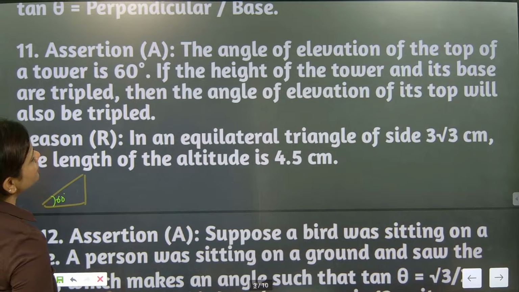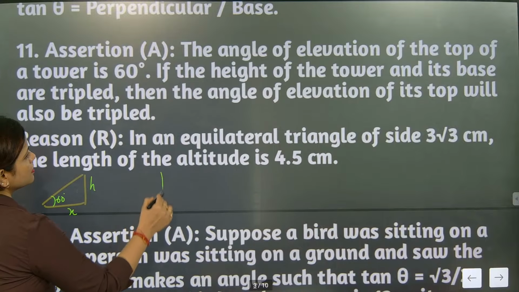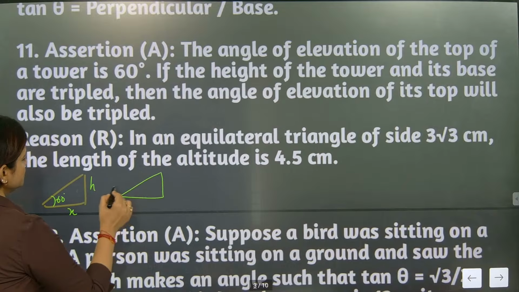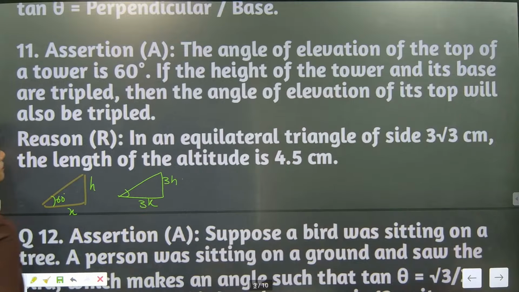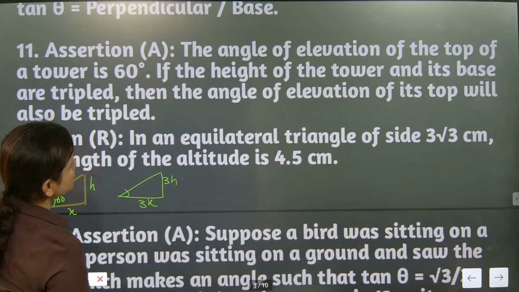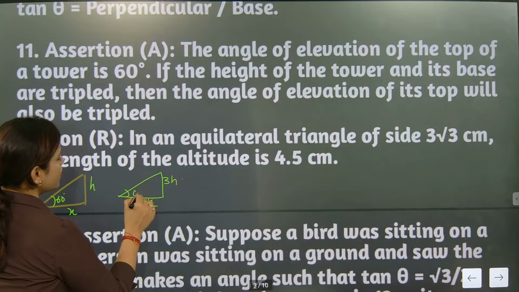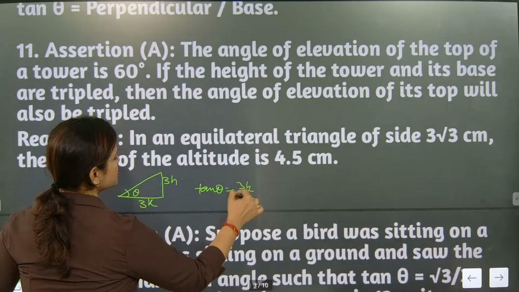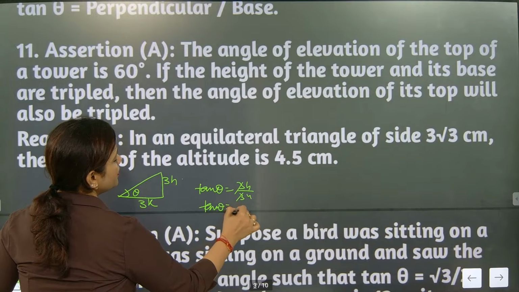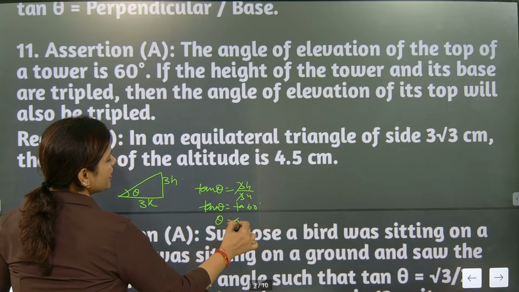Understood? After that, if the height, so this is the height and this is the distance between, and its base are tripled. So now the height is tripled and the base is also tripled. Then the angle of elevation of its top will also be triple. Now we'll see what the angle of elevation will be. Tan theta will be 3h by 3x. So tan theta will be tan 60 degree because h by x is tan 60 degree. So theta is coming as 60 degree.